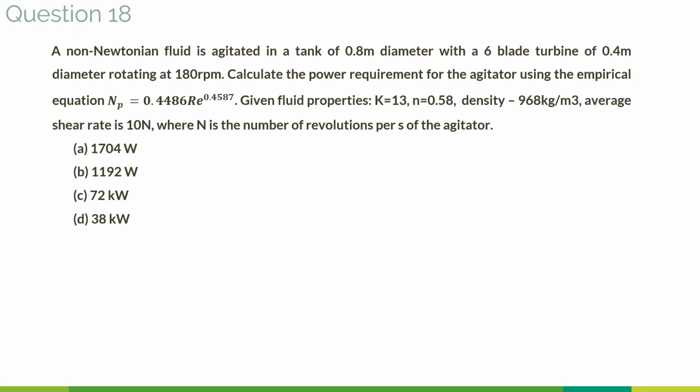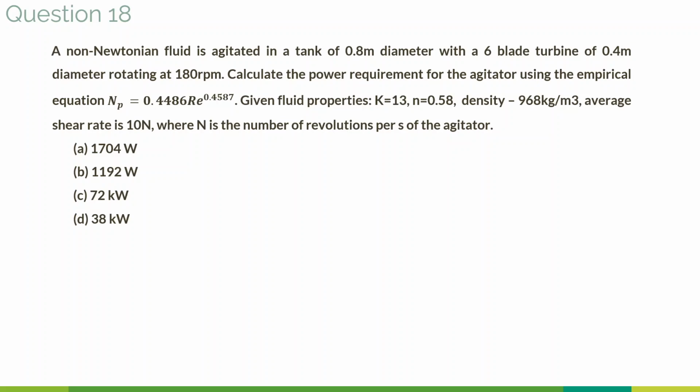So question 18, which is the last question for the problem solving session. A non-Newtonian fluid is agitated in a tank of diameter 0.8 meter with a 6-blade turbine of 0.4 meter diameter rotating at 180 rpm.